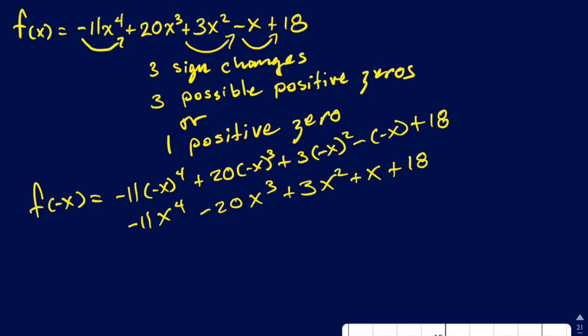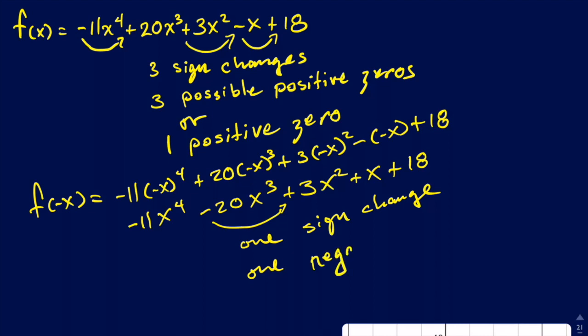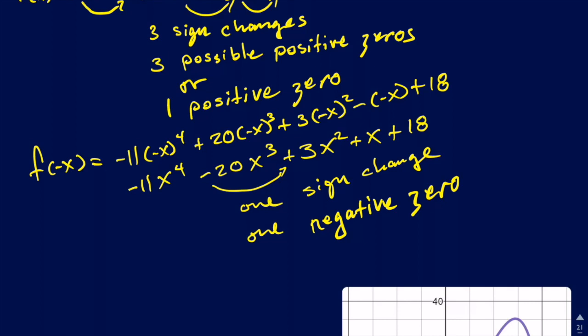Now let's count the sign changes. Well, no sign change at first, so don't mark it. Then yes, a sign change, so there's 1. No sign change all the way to the end. So there's only 1 sign change. Since we're looking at f of negative x, 1 sign change indicates 1 negative zero. And so here we go: we could have 3 positive zeros, or 1 positive zero and 1 negative zero.